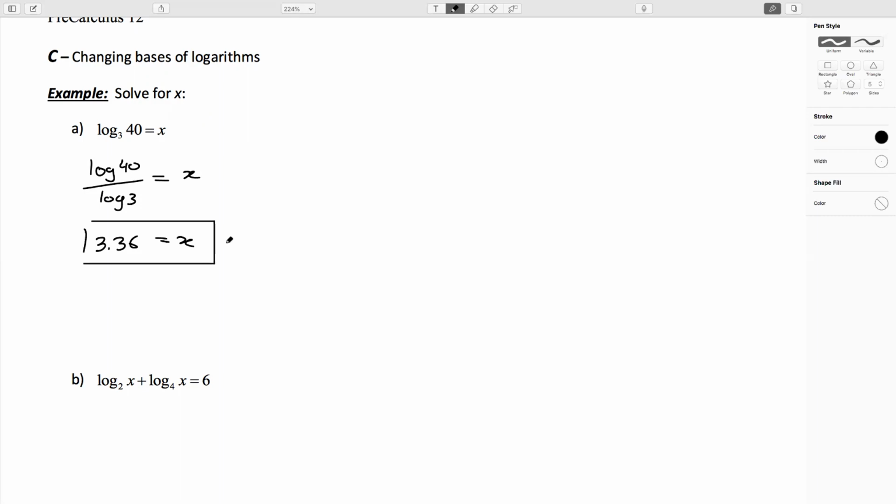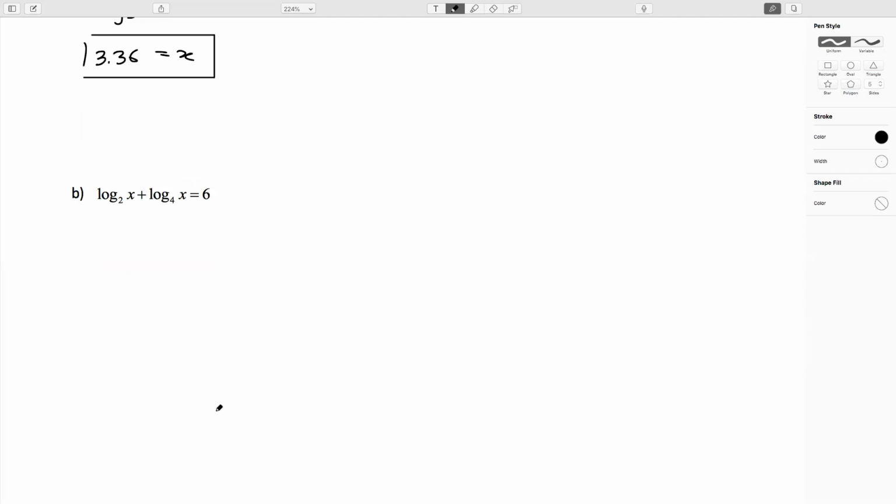It can get more tricky than this, and the next question is an example of that, where we've got two different types of logs with different bases, and we need to somehow solve them, okay? Log base 2 of x plus log base 4 of x equals 6. We need to access the x, the argument, but the problem is we can't join these logs together because they've got different bases. So we're kind of stuck. We have to use the change of base formula in order to solve this question.